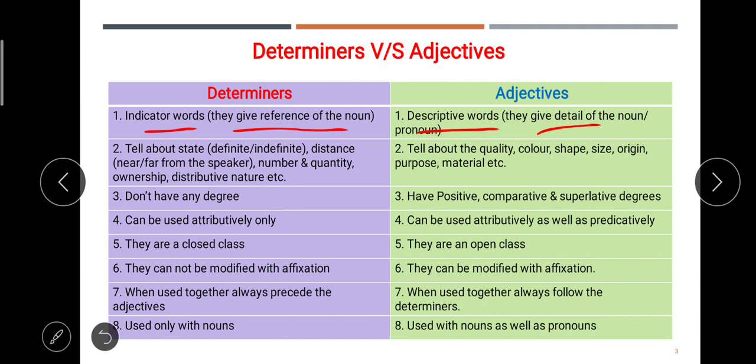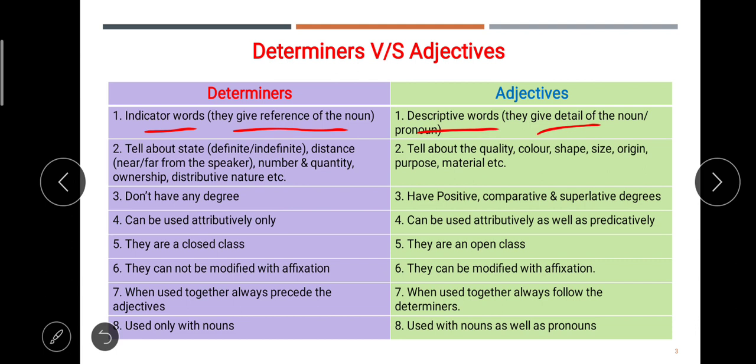Secondary information, it can be called, to put it in the easier way. Determiners are used to give the secondary information about the noun, whereas adjectives give us the core information about the noun. This is the basic and the first difference.